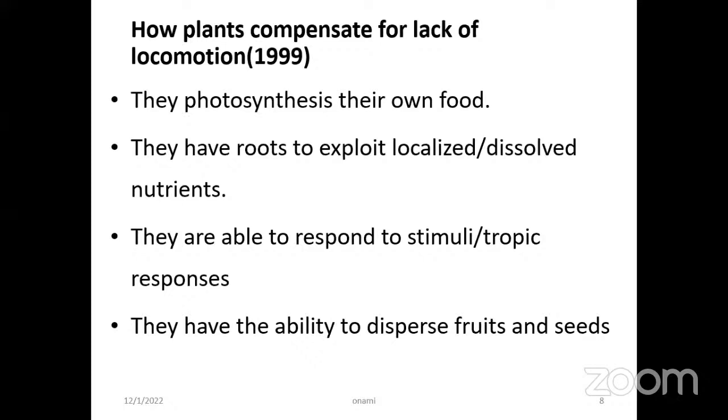They have the ability to disperse their fruits and seeds using various mechanisms. And this one we have learned, including some having a salvo-explosive mechanism. Like we talked about dry dehiscent fruits, like the legumes. They can split or dehisce along the two lines of weakness and release their seeds. So that ability to disperse their seeds and fruits is a way in which they compensate for lack of movement.